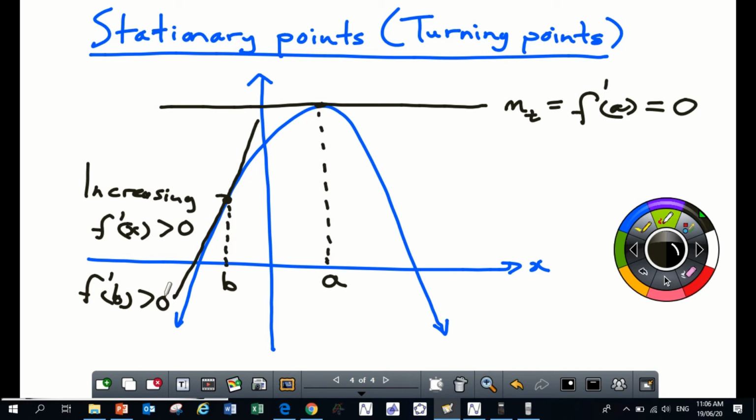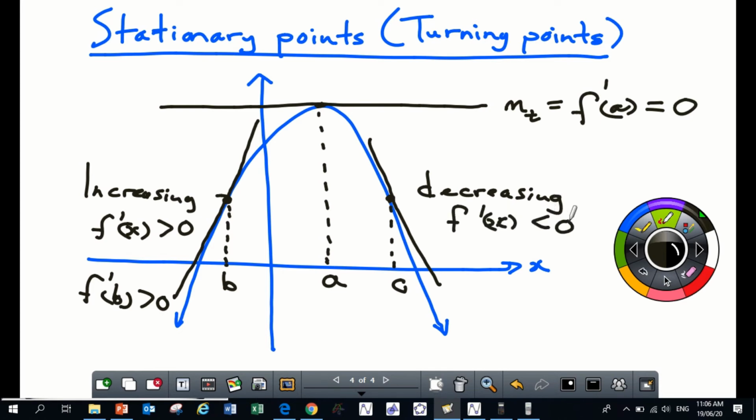Then, if we have it on this side, we draw a tangent. Let's call that point C. At this point, the function is decreasing, which means the first derivative must be less than 0. And if you substitute the value of C at that point, you must get a derivative which is negative.